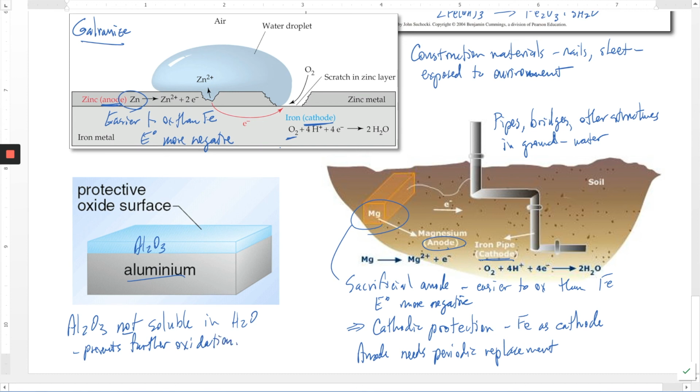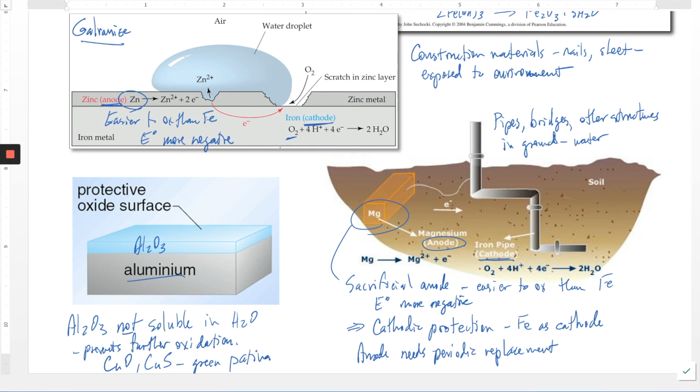Copper will form copper oxide, copper sulfides, come about from pollutants and other things in the air. And this is that green patina that you see on the Statue of Liberty and on other exposed copper surfaces.